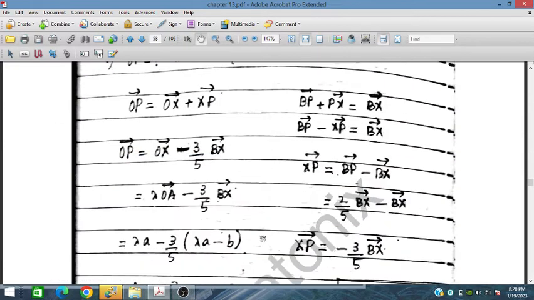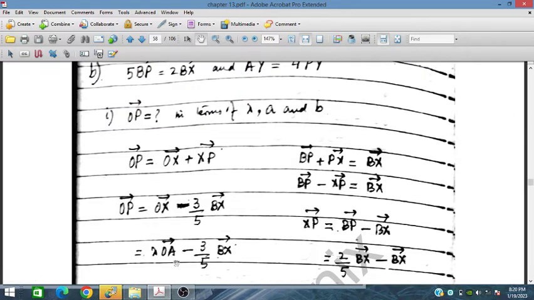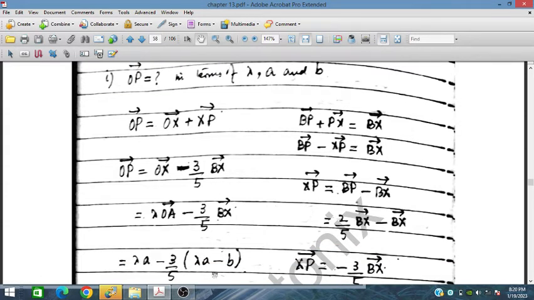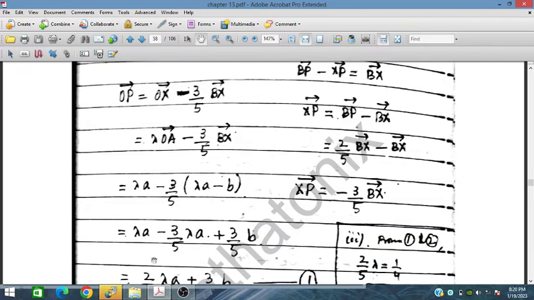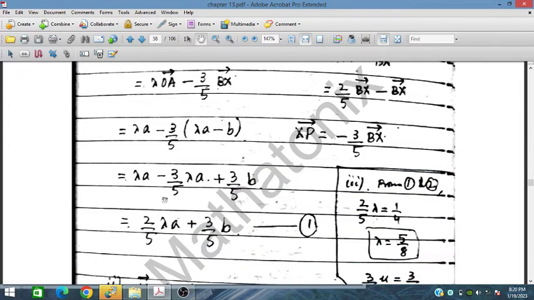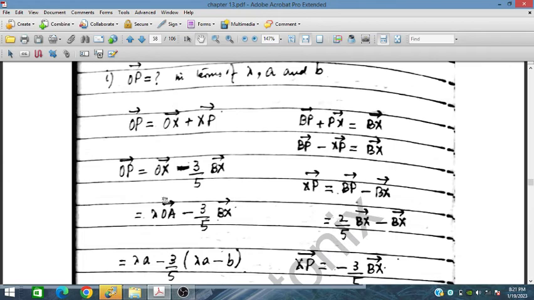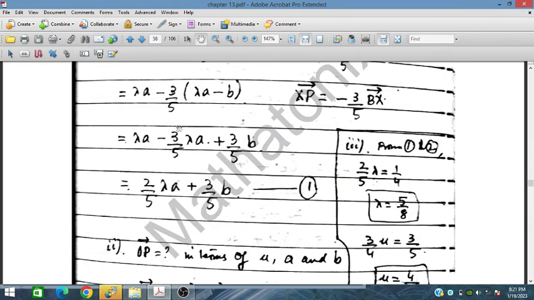So this was a very good problem. This OP has been obtained in terms of lambda, A and B. On simplification we can find this value. So this becomes part 1. In the latter part we have to find mu in these terms.